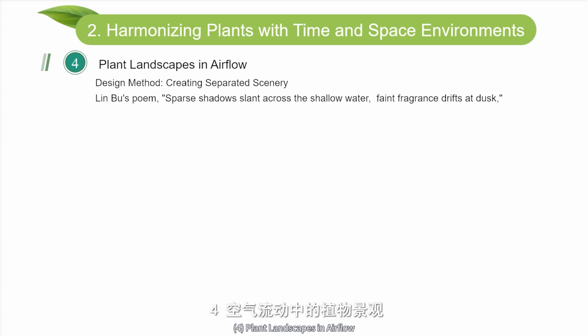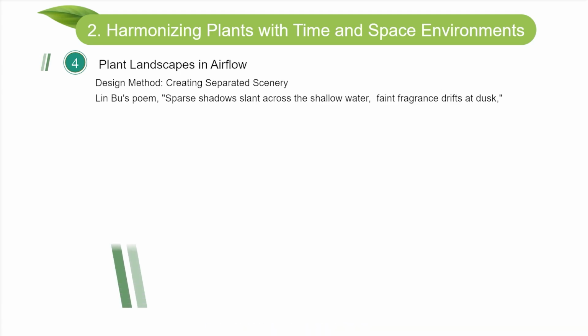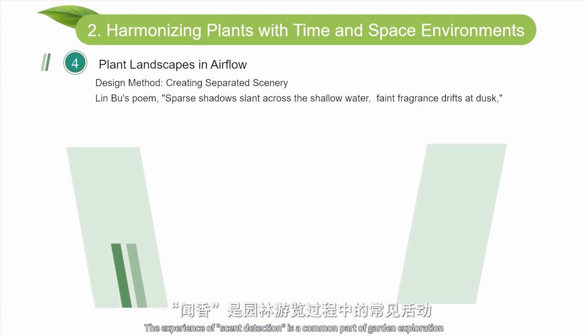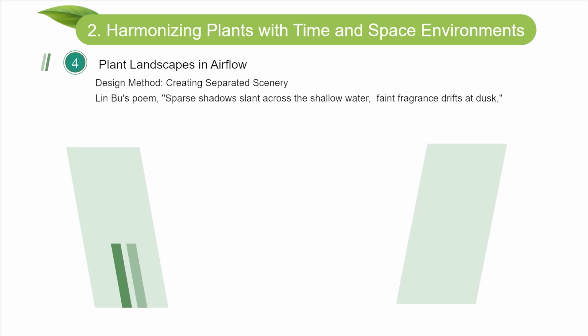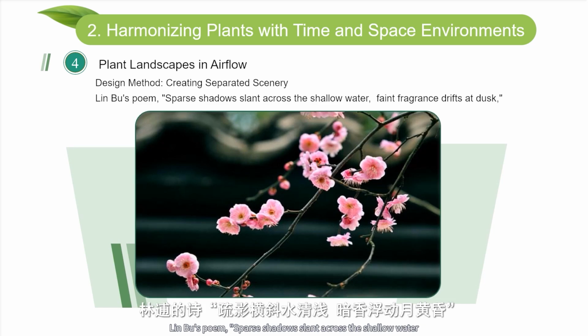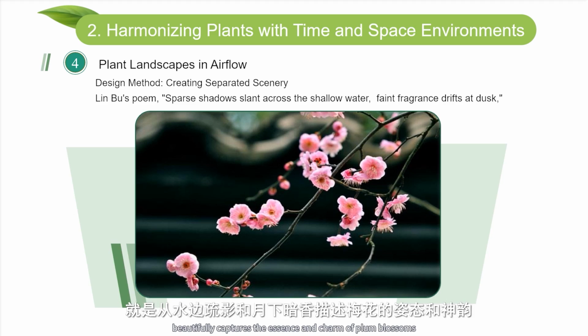4. Plant landscapes in airflow. Design method: creating separated scenery. The experience of scent detection is a common part of garden exploration, making it an important aspect of plant landscape design. Lin Bu's poem, Sparse Shadows Slant Across the Shallow Water, Faint Fragrance Drifts at Dusk, beautifully captures the essence and charm of plum blossoms by the water and under the moonlight.